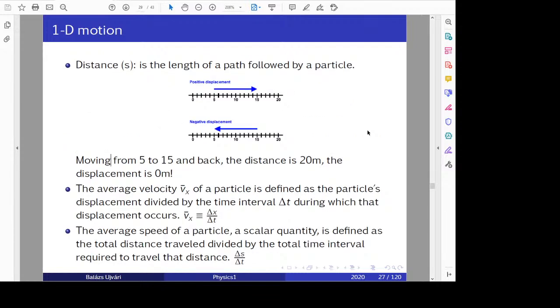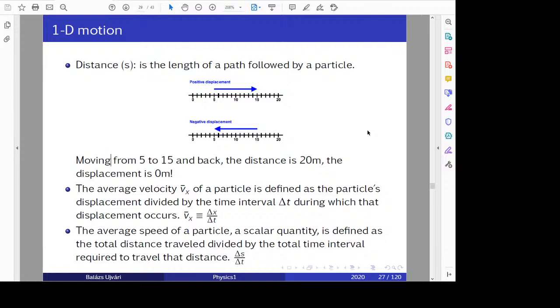Alright, so once again, let's imagine you are at 5 and go to 15. Your displacement is plus 10 meters. If you go back from 15 to 5, your displacement is minus 10 meters. But if you move from 5 to 15 and go back, the distance you traveled is 20 meters, but the displacement is 0, because moving from 5 and going back to 5 means the initial position is 5, the final position is 5, and 5 minus 5 is 0.